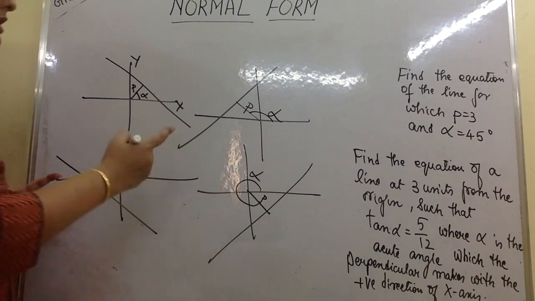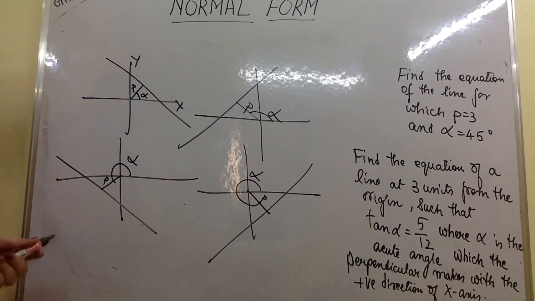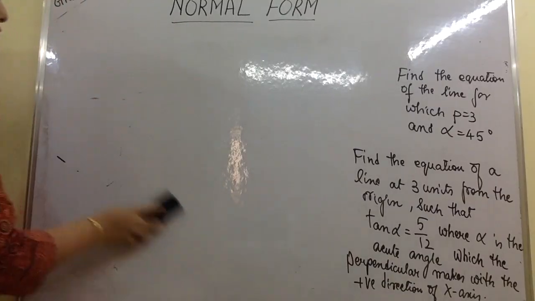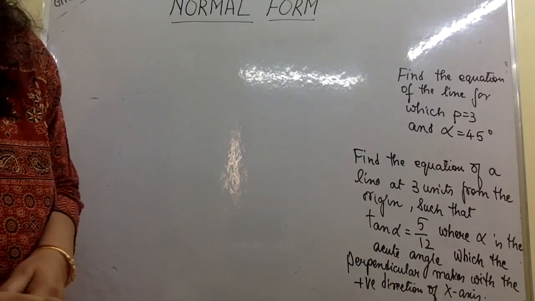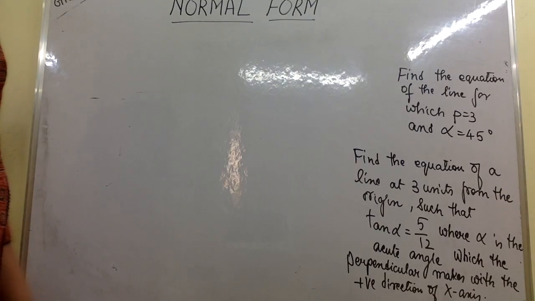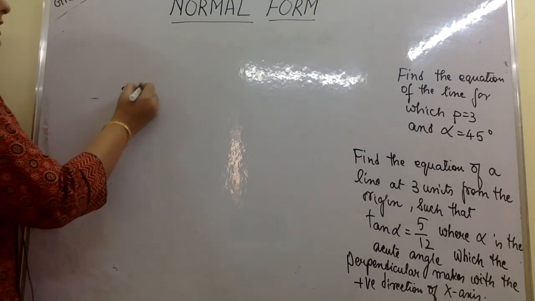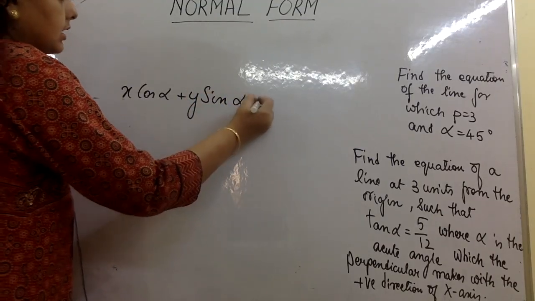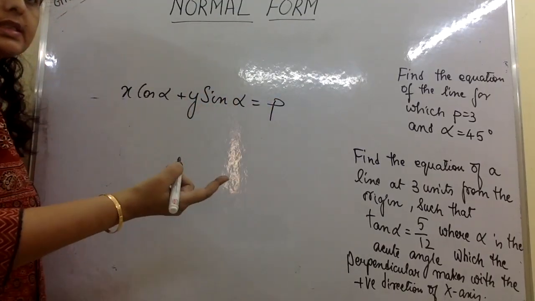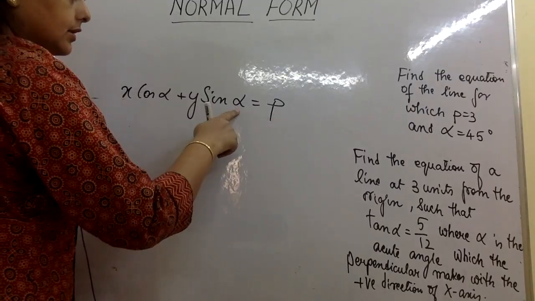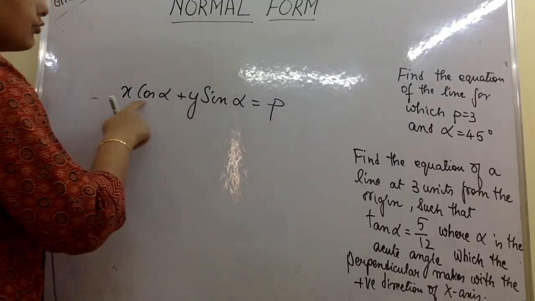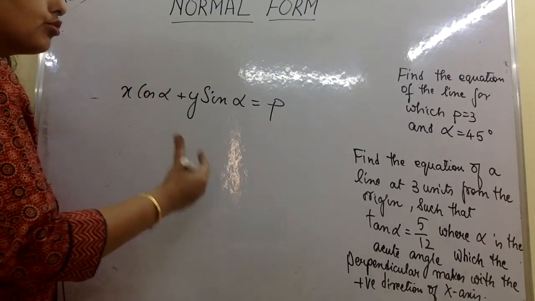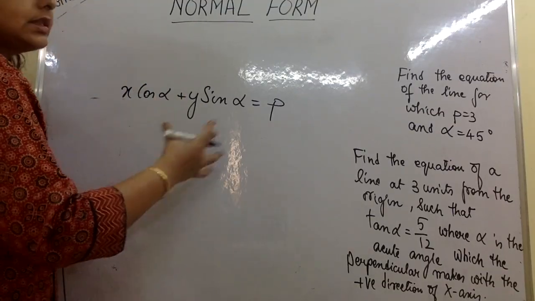So this is normal form. And how do we write it? How do we write the normal form? What is p and what is alpha? I just told you. The normal form is x cos alpha plus y sin alpha is equal to p. This is the normal form. Here you give the length, here you find the sine of the angle, here you find the cos of the angle, and x and y are any coordinates of any point on this line.